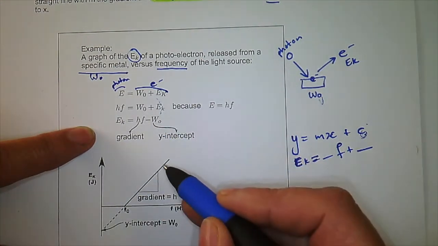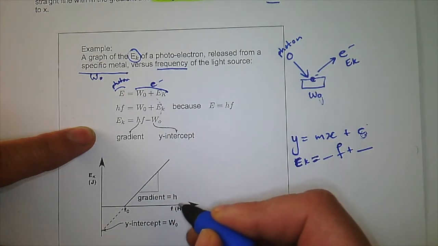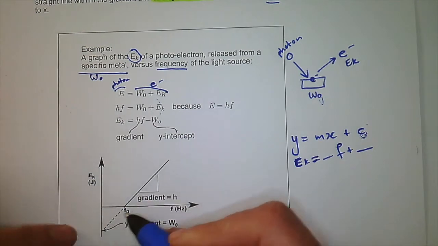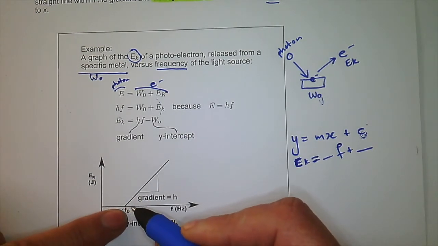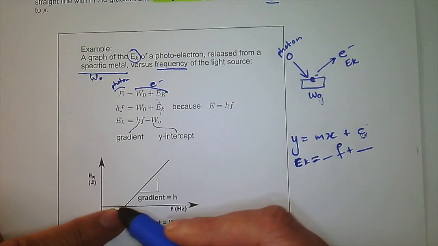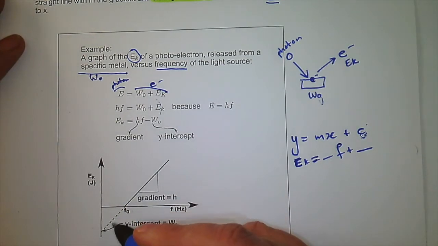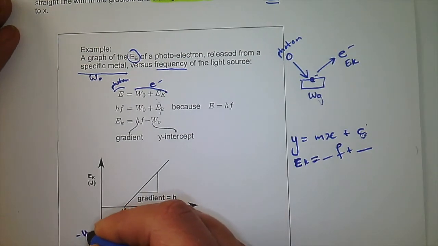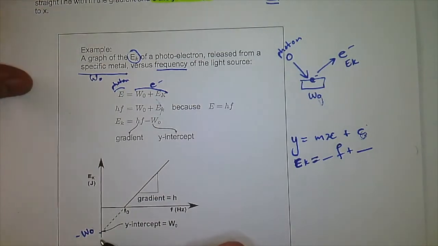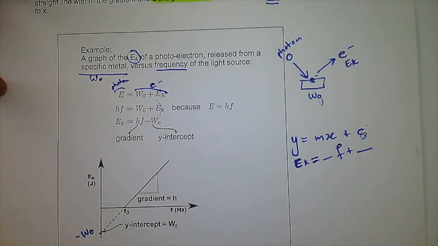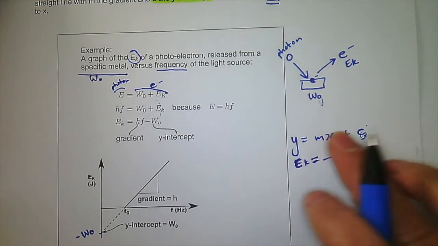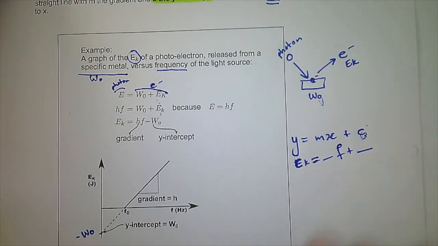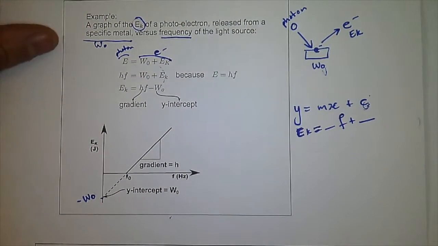That immediately tells me the gradient of this line is now going to be h, Planck's constant. Now there's no graph over here, because if you've got a frequency lower than the threshold frequency, no electrons are released. So there's no graph. But if you were to extrapolate back, you will see that this would have had a y-intercept at minus the work function, the c. So this is how you use that equation to get to the equation that you need.